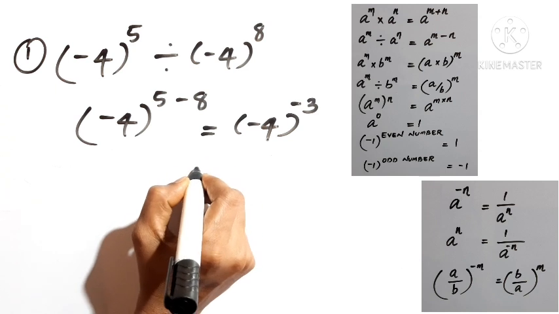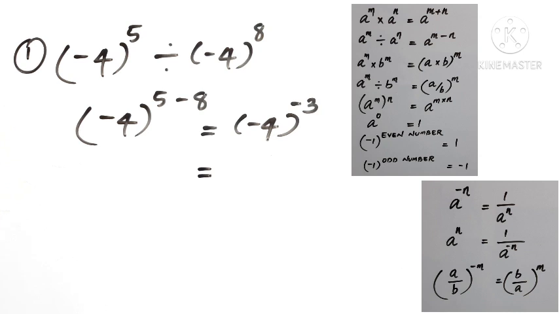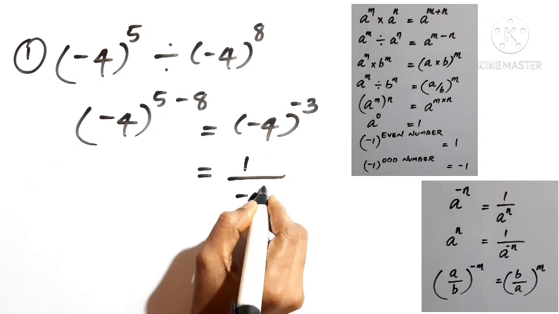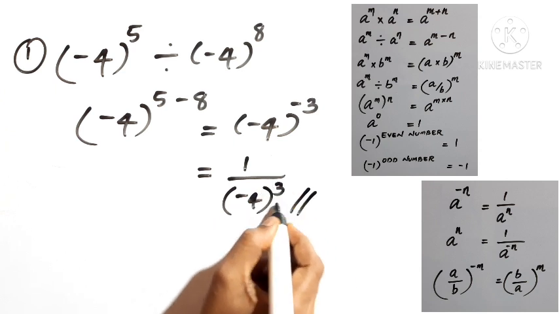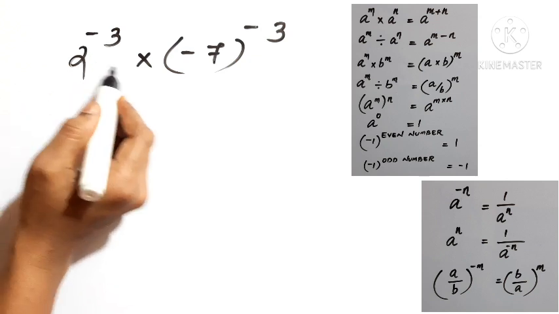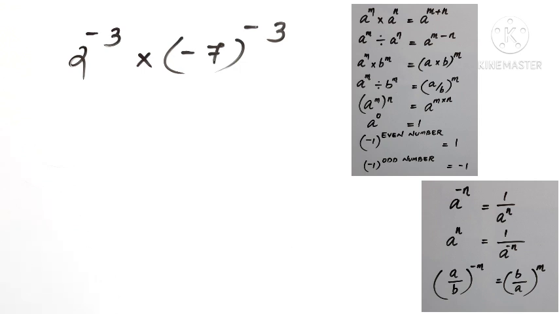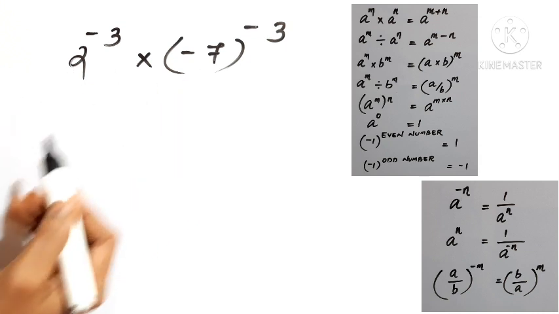We can use our exponential law a^(-n) equal to 1 by a^n. Okay, children? Also equals 1 by (-4)^3. Positive exponent. Right? Is it clear, children? Next question: 2^(-3) into (-7)^(-3). Listen, children. Here, exponents are equal, but bases are different.